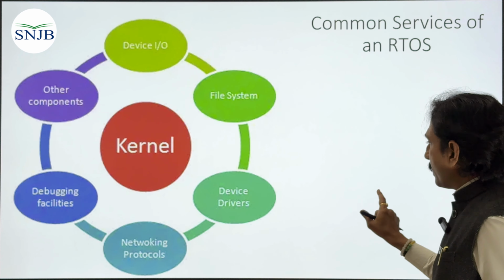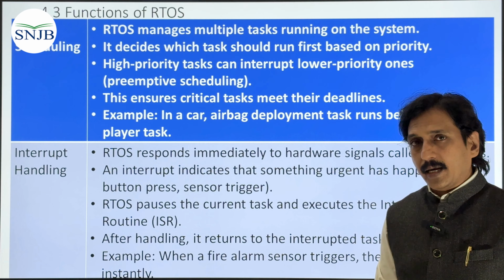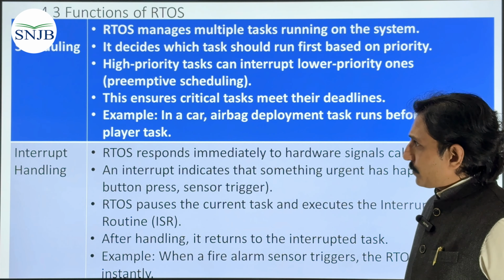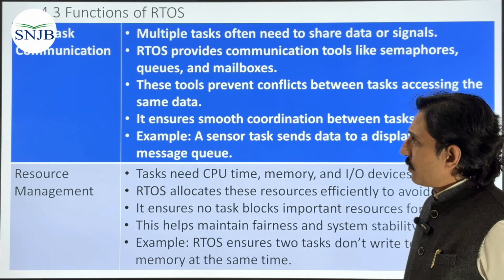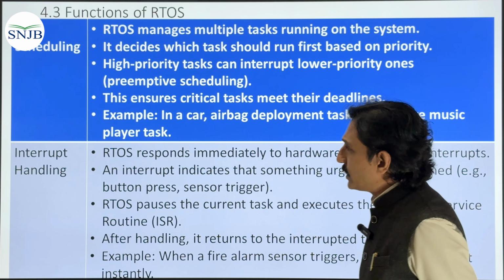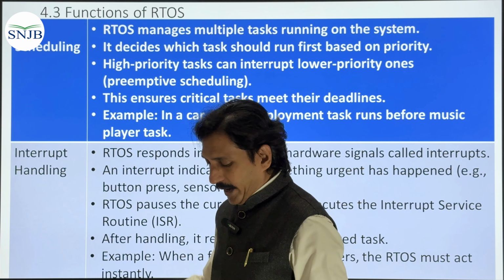Now, the next topic is functions of the real-time operating system. So there are 4 to 5 prominent functions. First function is task scheduling. Second function is interrupt handling.